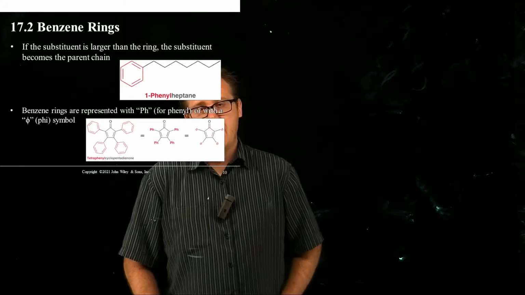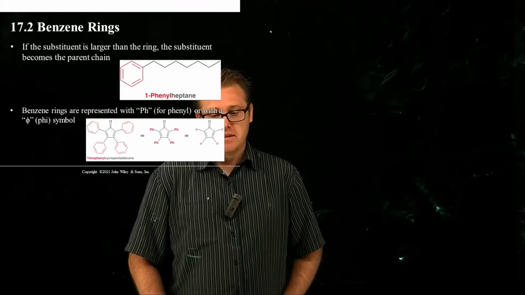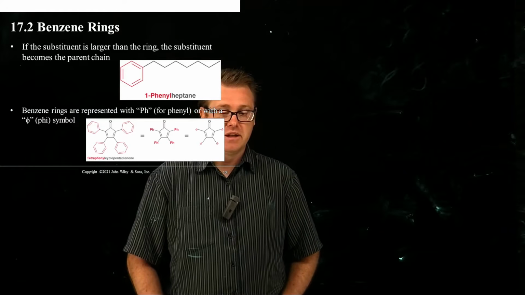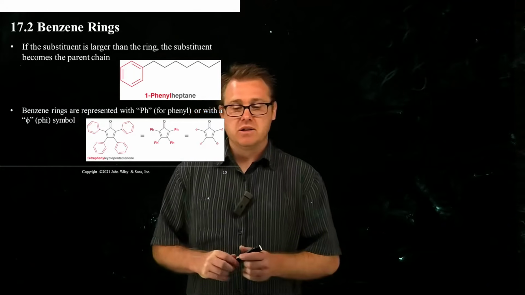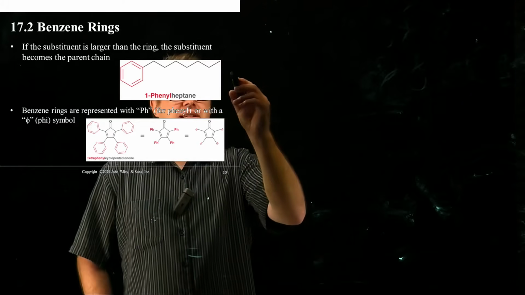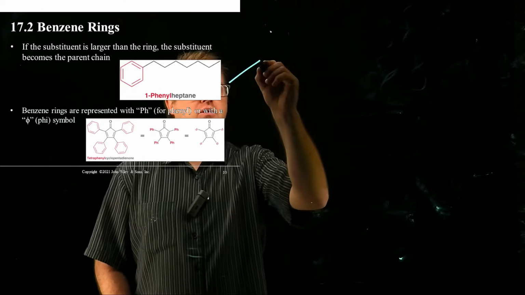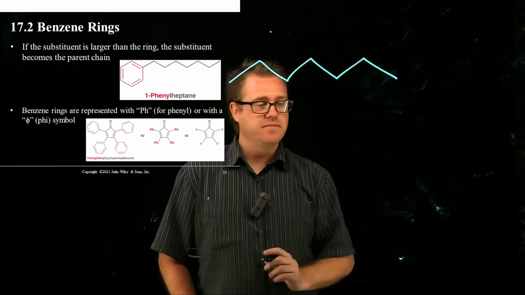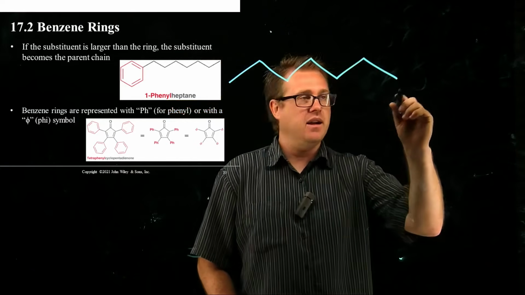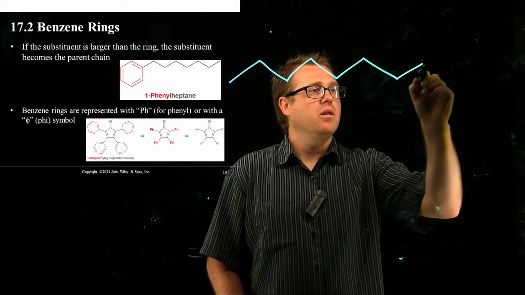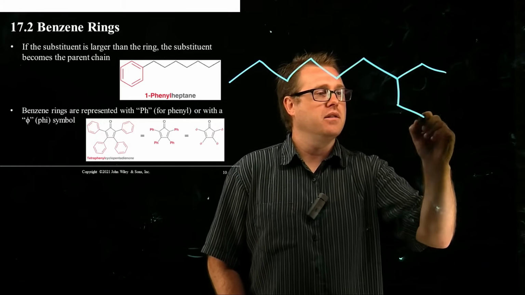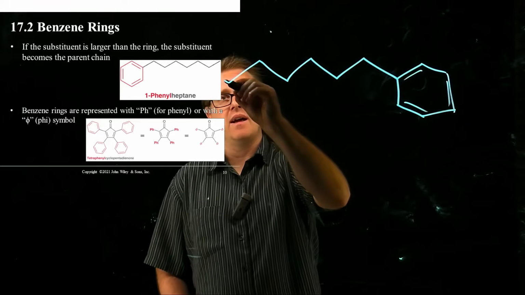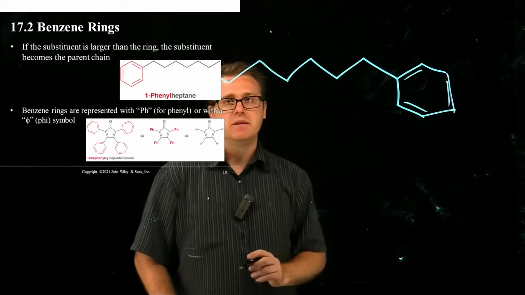Okay? Now, these phenyl groups can be represented with just a Ph. You can see there on the slide. So if we have 7 carbons here, all right, there's our heptane, but we want to attach the benzene here. 1, 2, 3, 4, 5, 6. We've got to add one more.